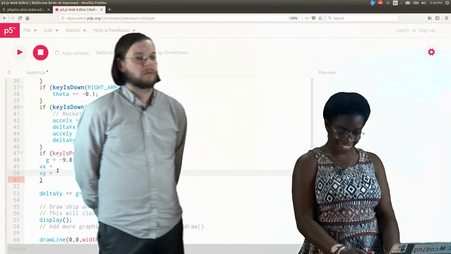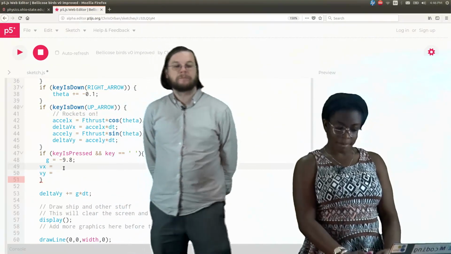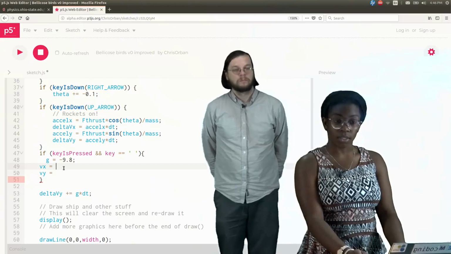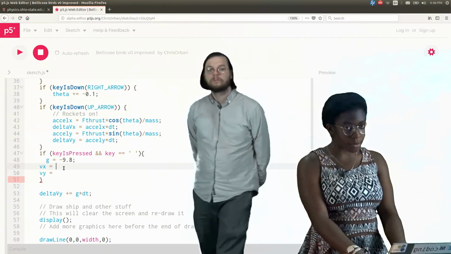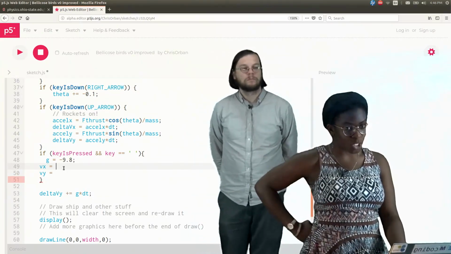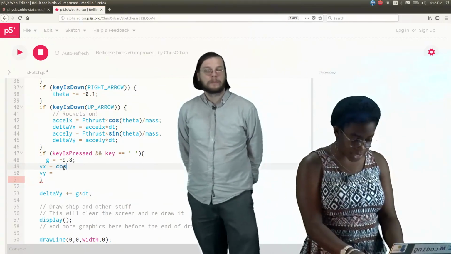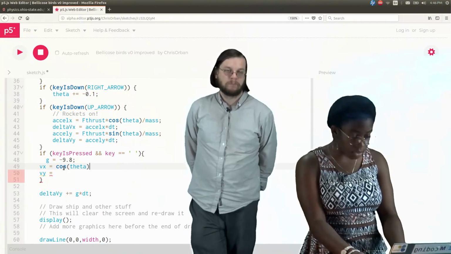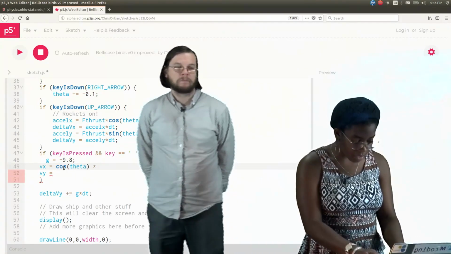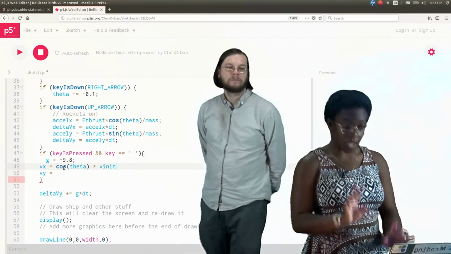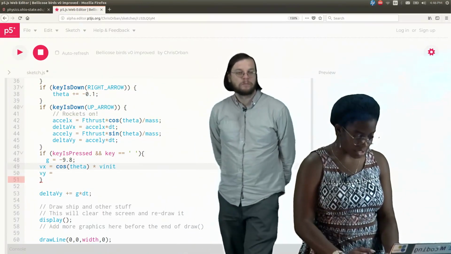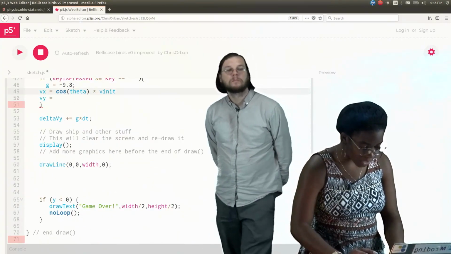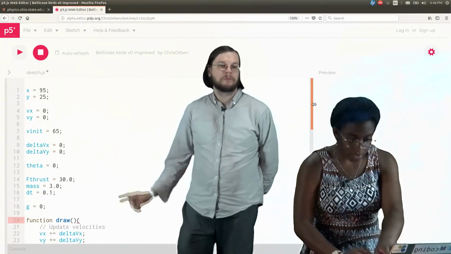So we remembered that our Vx is our cosine theta times the V initial. So cosine of theta in this case is just cosine theta. You just write it out. And then times our VINIT. Make sure your spelling matches the variable that you gave it up here, or you would get an error.